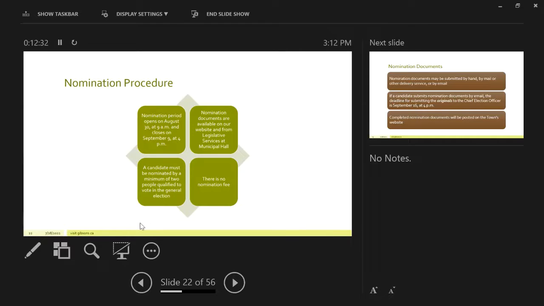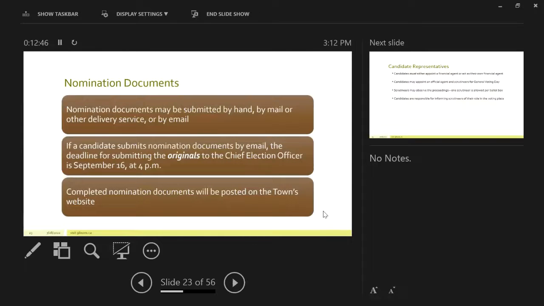A candidate must be nominated by a minimum of 2 people qualified to vote in the general election. We're not taking a nomination fee or a deposit on the packages this year either. Documents can be submitted by hand, by mail, or other delivery service, or even by email. But I do need the original documents, to myself or Rebecca, by September 16th. And you'll notice this candidate nomination package has to be signed in front of one of us, so we'll need you to bring them in.